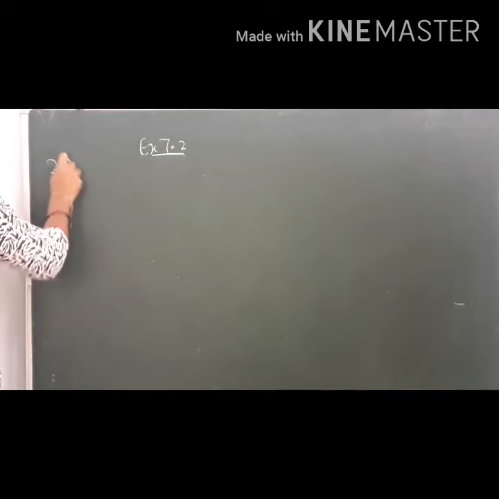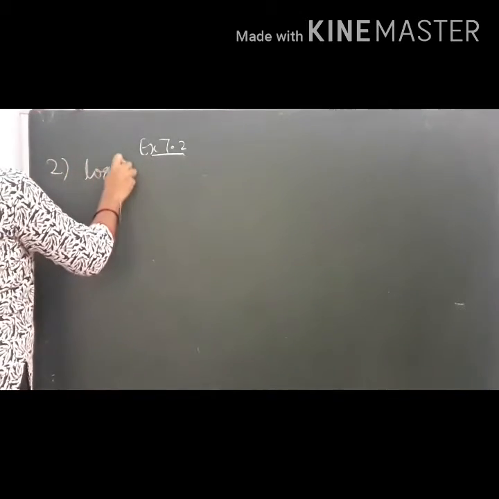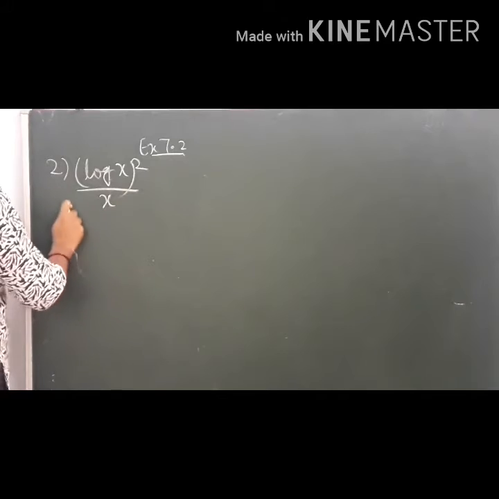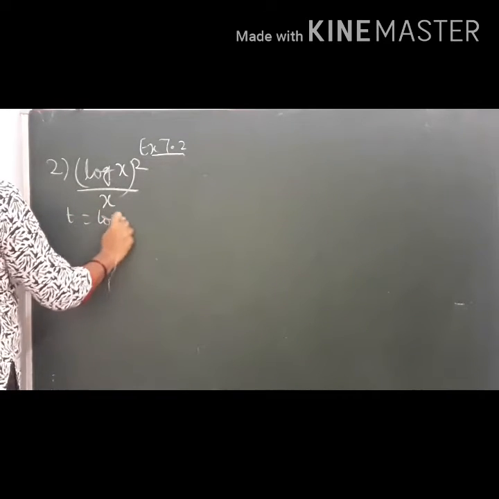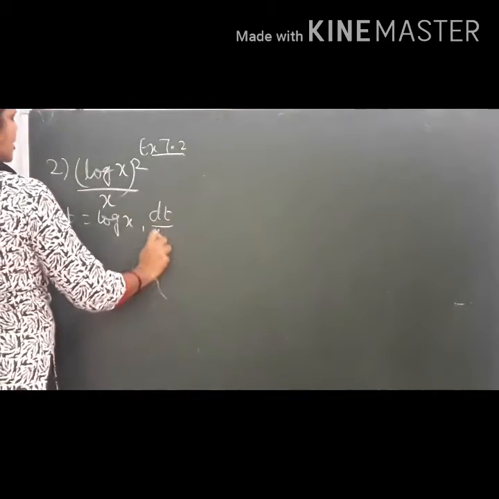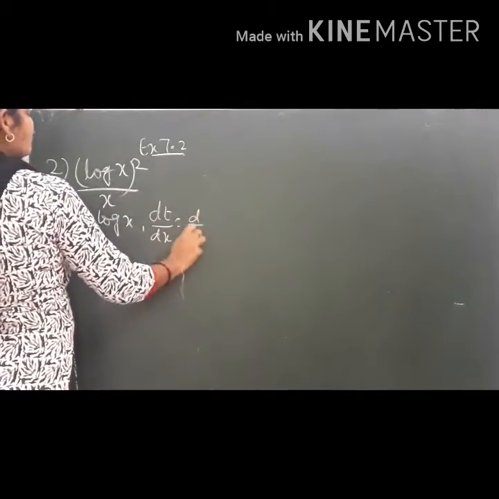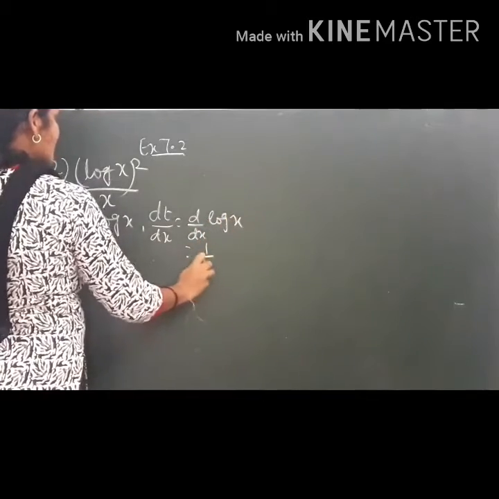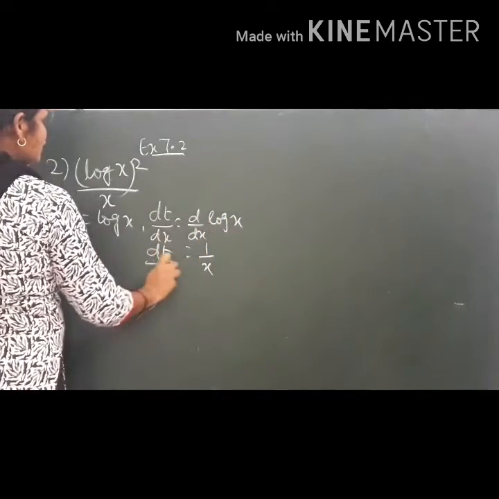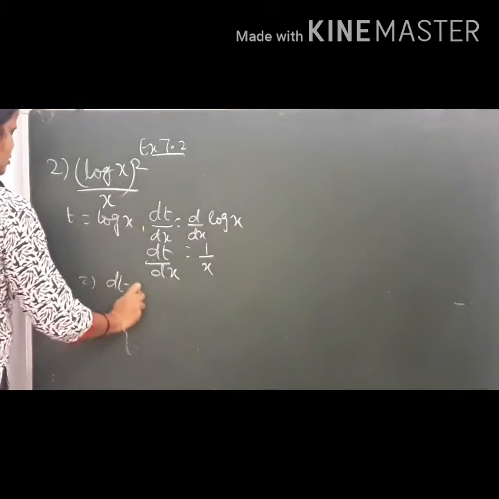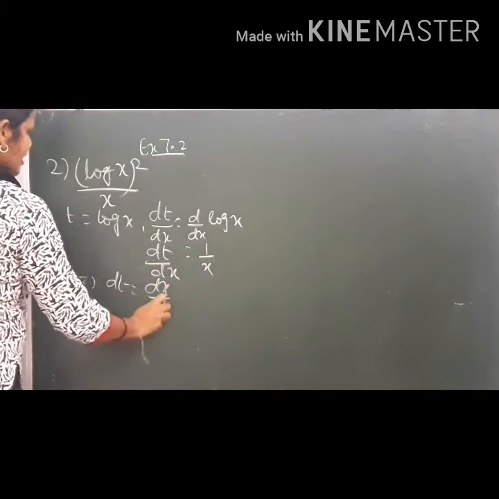What is question number 2 here? Log x whole square upon x. So we can put t is equal to log x. Differentiate this function with respect to x: dt upon dx is d upon dx of log x. What is the formula for log x? That is 1 by x. This is dt upon dx. So cross multiply, what will we get? dt is equal to dx upon x.